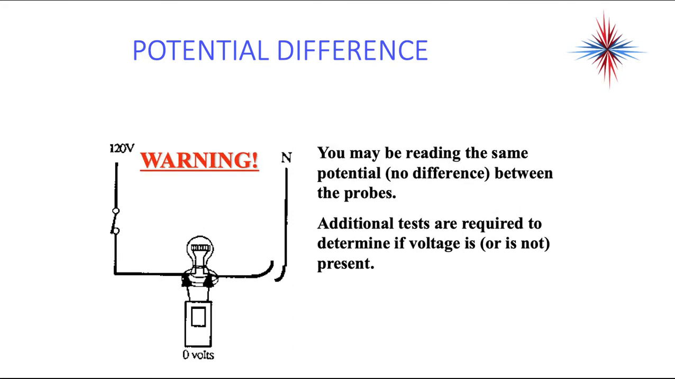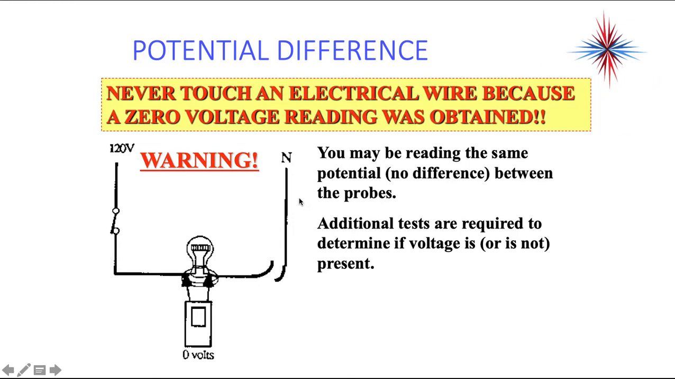Now, you have to be really careful about this because you may be reading the same potential, no difference between two probes. In this case, you may think the voltmeter is showing you 0 volts, but if you touch this circuit while grounded or standing in a little bit of water, you could get a shock because that is 120 volts on that light bulb. There's just no path to neutral. So what you would actually do is take a second reading from the right side of that bulb to neutral, and you would find that there's 120 volts difference. Never touch an electrical wire because of a 0 voltage reading that was obtained. Always do multiple checks.